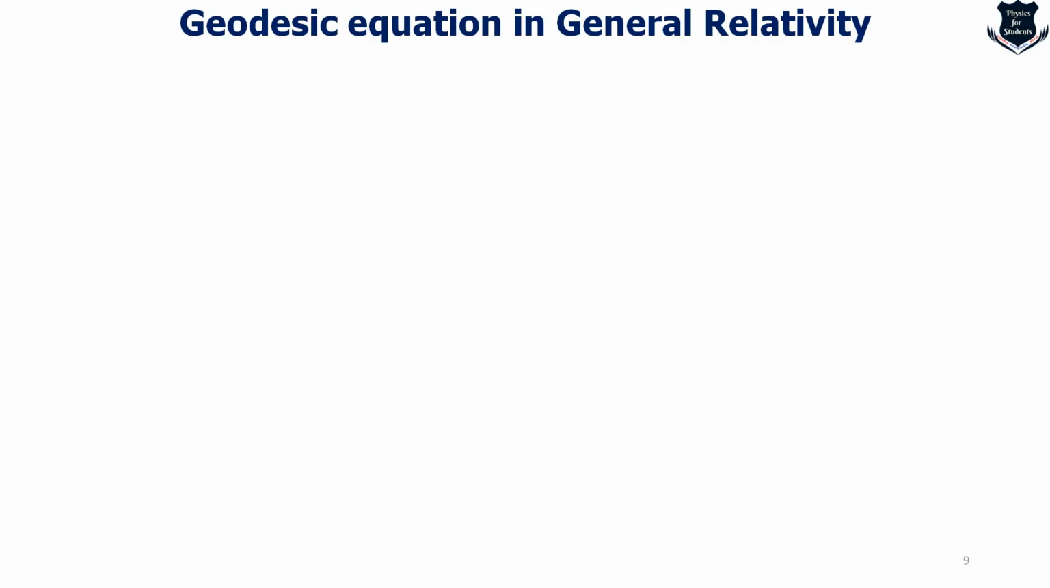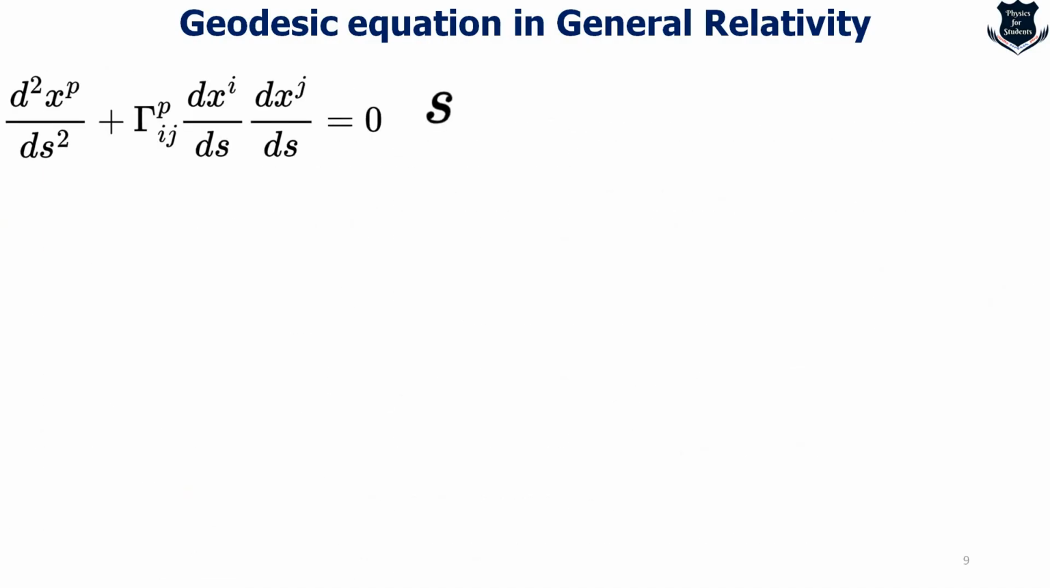Now we will come to the next part where I am trying to explain to you the meaning of this S parameter. This S parameter, as you can see, has been replaced by the tau parameter, which is the proper time in the case of a relativistic equation.